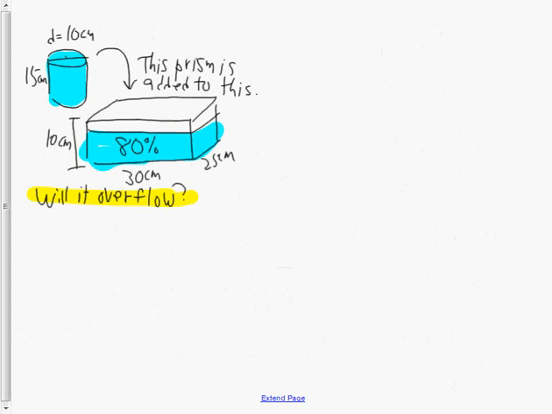Your next question gives you this particular drawing and says this is what is full in this particular aquarium or whatever it happens to be. You add that particular amount of liquid to the container. Will it overflow? Again, same as before, you're going to calculate the full volume. So the area of the base, since it's a rectangle, will be this, multiplied by the height of the whole prism, which is that.